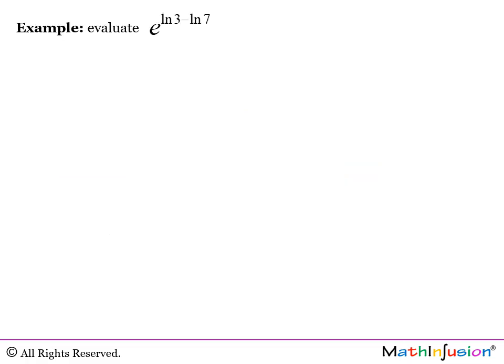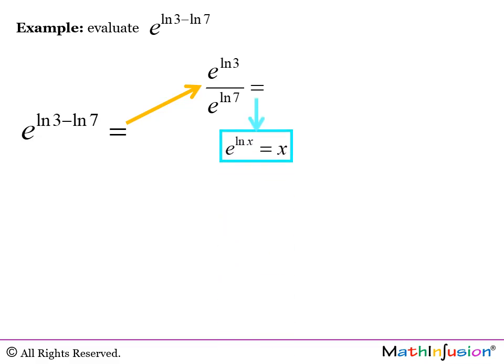Example, I'm going to evaluate e to the ln of 3 minus ln of 7 twice. First time, I'm applying the rule of exponents, because e to the power of a minus b is e to the a over e to the power of b. In this case, a is ln of 3 and b is ln of 7. Now I can apply this, and I get that this is 3 over 7.